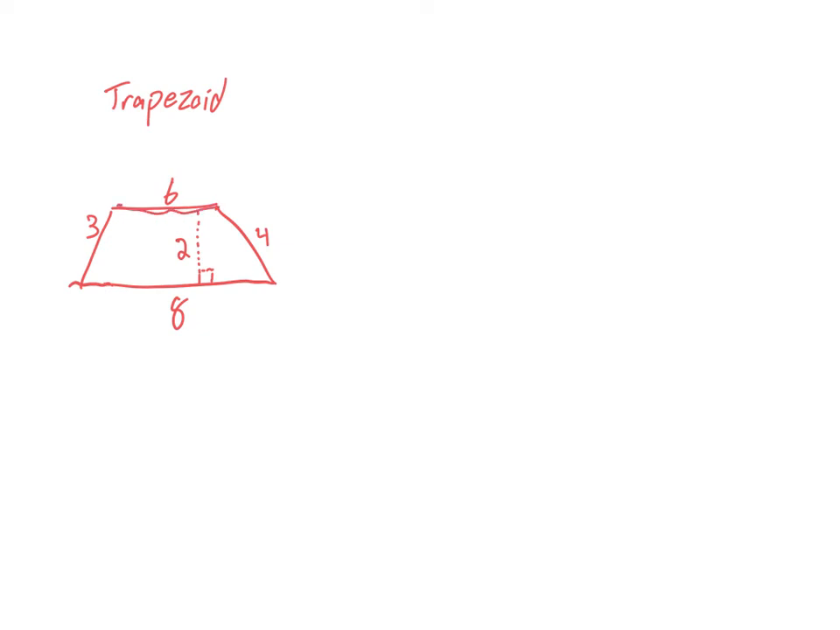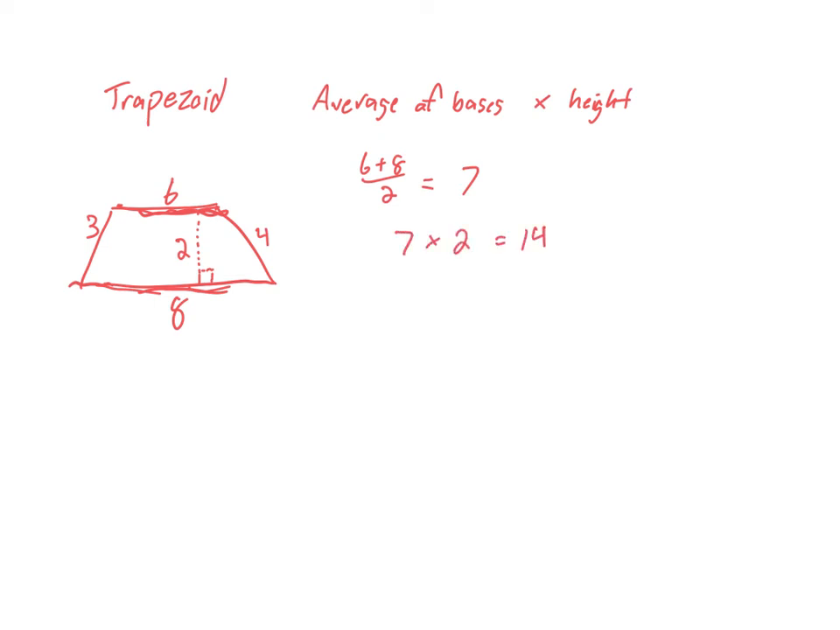All right, so what I need to do for this is I can't do base times height because I have 2 bases. I need to do the average of the bases, and then times the height. There are more complex formulas you can use, but I'm going to find the average of 6 and 8. So 6 plus 8 divided by 2, or halfway between 6 and 8 is 7. So then it's going to be 7 times 2, which is 14 square units.